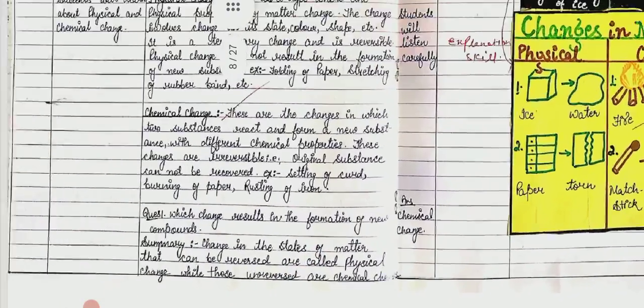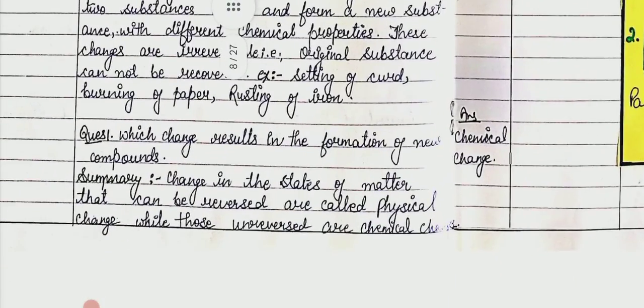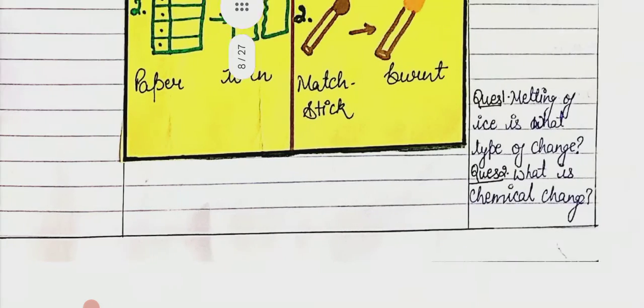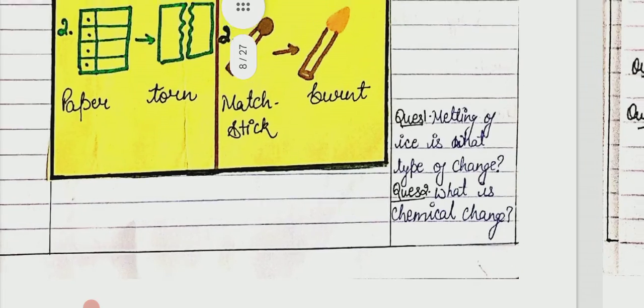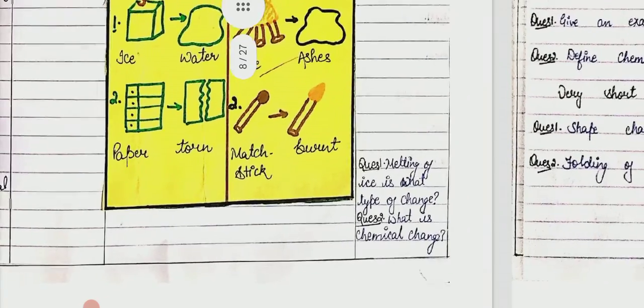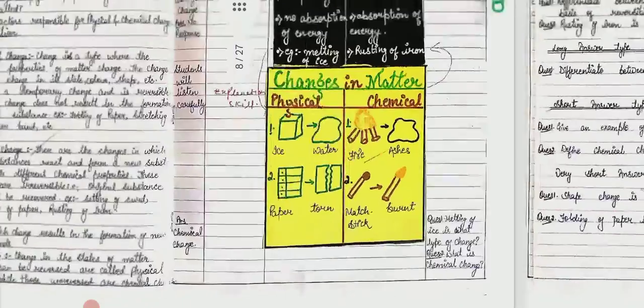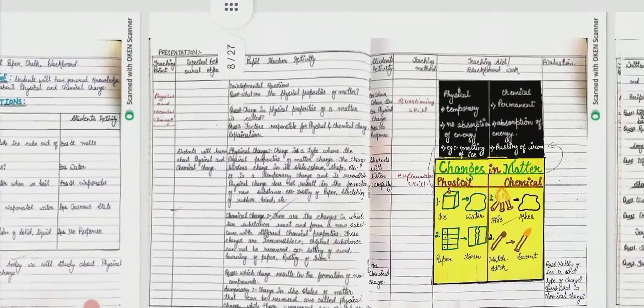Now at the end we give a summary. Changes in the state of matter that can be reversed are called physical change, while those that cannot be reversed are called chemical change. After our summary, we put some questions to our students, and these questions are known as evaluation questions. First is, melting of ice is what type of change? Second question, what is chemical change? Now our presentation is completed.